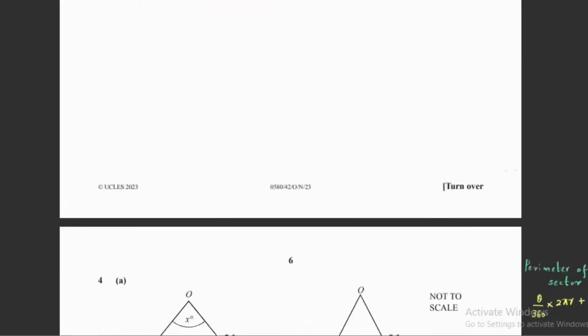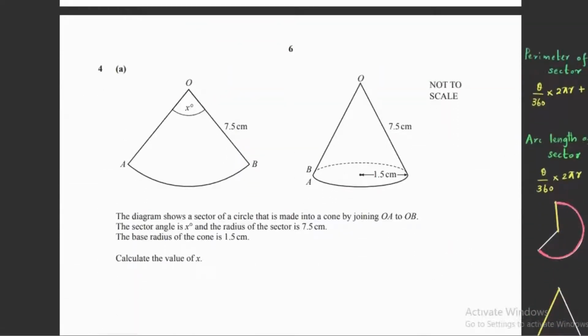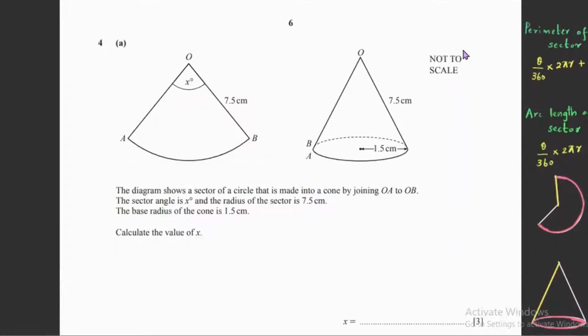Let's move on to the next question, which is question 4. The diagram shows a sector of a circle that is made into a cone by joining OA and OB. The sector angle is given to us as x. The radius of the sector is 7.5, and the radius of the circle in the cone is given to us as 1.5 centimeters. We need to find what x is.